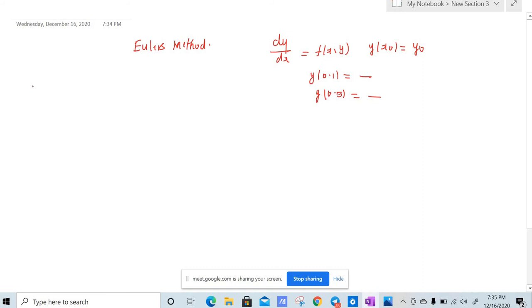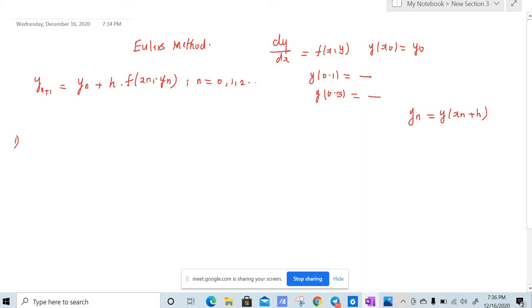Euler's method formula is y n plus 1 is equal to y n plus h into f of x n comma y n. You need to vary n to be 0, 1, 2 and so on. Here y n is y of x n plus h, and h is the interval that is given. This is a very simple formula: y n plus 1 is equal to y n plus h into f of x n comma y n.